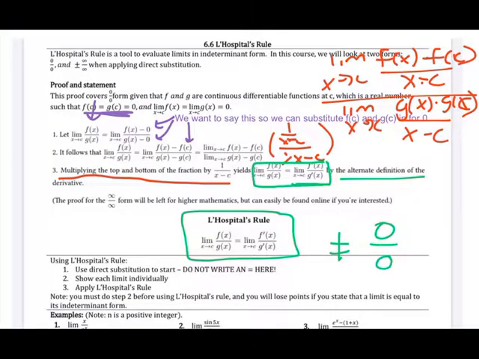You cannot write that something is equal to infinity over infinity. You will always lose a point on the AP test, on my test, on any test, if you write that something equals 0 over 0. That does not make sense. So make sure that you check. And then you actually have to show each limit individually.